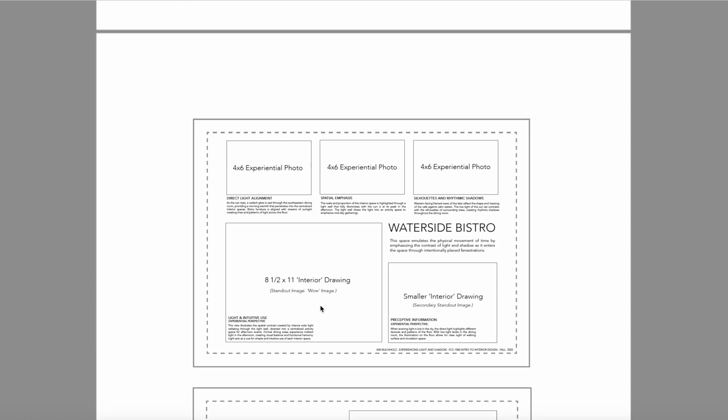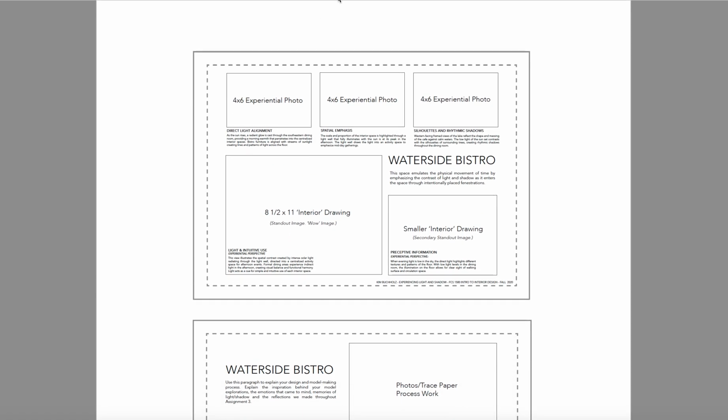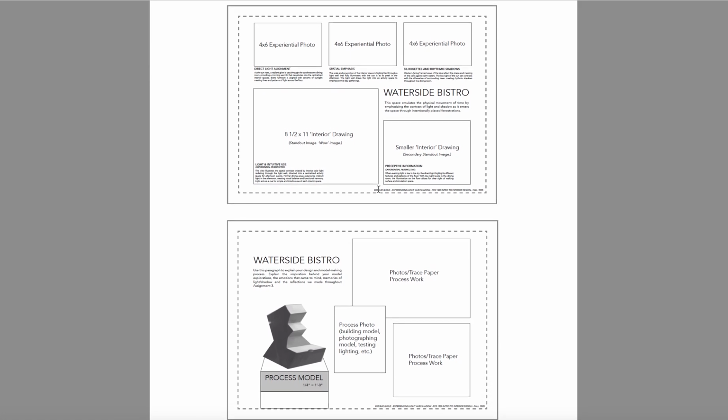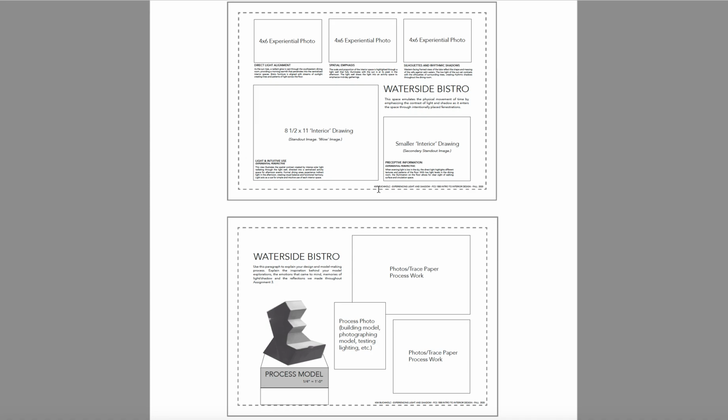So here we have the two presentation boards. I can get them just on the screen here. The first one is at the top, the second one is at the bottom. What we see here is my example, Waterside Bistro. So hypothetically, we'll say that's the name of the project, and you give your own project your own name. And then underneath that is where you will write your design concept.